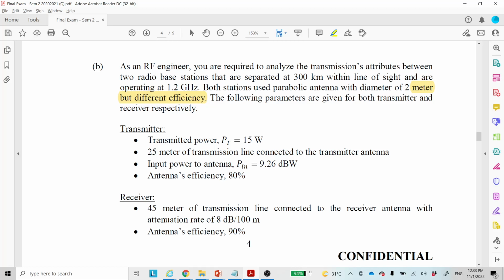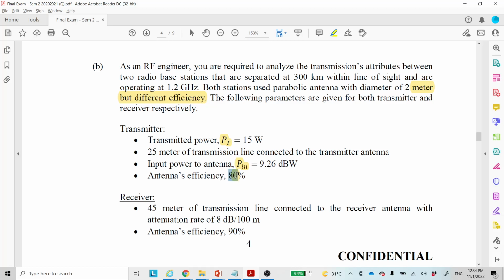Okay. So the following parameters are given for both transmitter and receiver respectively. So transmitter, kita diberikan P transmitter. Keluaran daripada transmitter adalah 15 watt. And the transmission line is 25 meter of transmission line connected to the antenna. Input power to the antenna is 9.626 dBW. Antenna efficiency is 80%. So kamu nampak ada PT, ada P in di sini, yang mana P input lebih kecil daripada PT. So kita boleh cari nilai LT sebenarnya. Kalau kita tolakkan dua nilai ini, sebenarnya kita boleh dapat nilai LT. Antenna efficiency for transmitter is 80%.